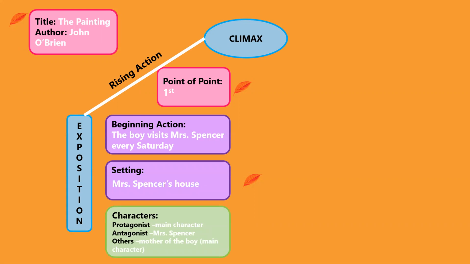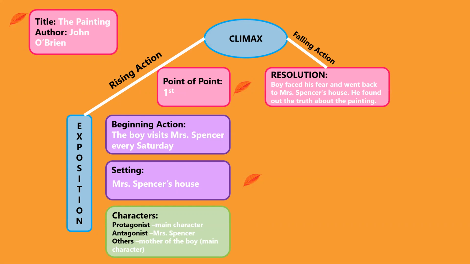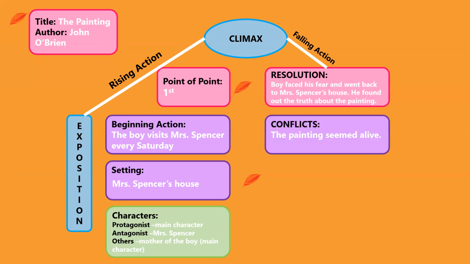Spencer's house. Characters: the protagonist is the main character, which is the boy, and the antagonist is Mrs. Spencer, and other characters, the boy's mother. Okay, we also have the resolution. So, how was the conflict resolved in the story? The boy faced his fear, went back to Mrs. Spencer's house, and he found out the truth about the painting. So the conflict was the painting seemed alive. So the boy thought that the painting was alive.